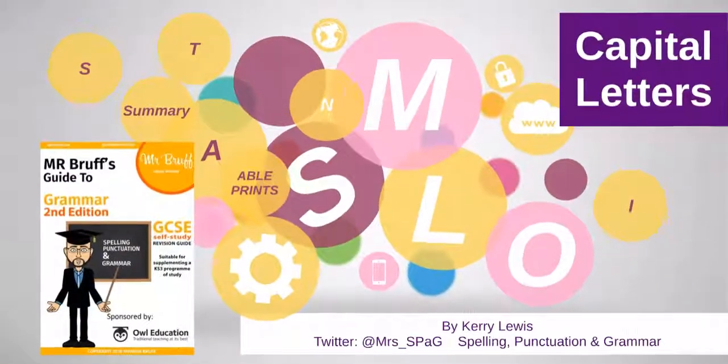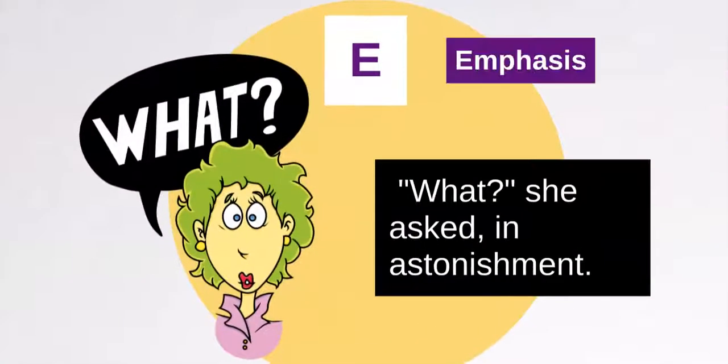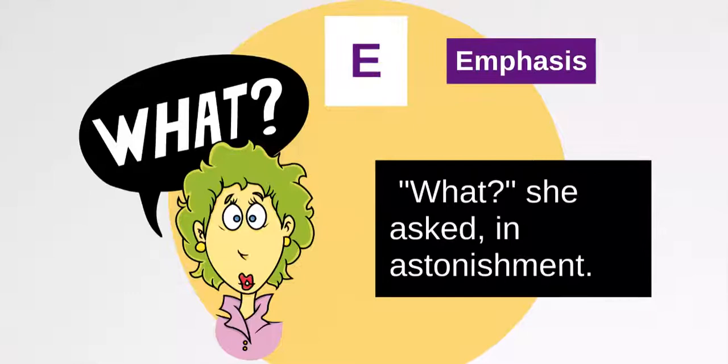E is for emphasis. Sometimes you might write a word in capital letters if you're emphasizing a particular emotion. This is for informal writing only. You wouldn't do this in an English lesson or in an exam. If you do want to express a particularly strong emotion in a formal piece of writing, I would recommend rephrasing your word or sentence. For example, the what in capital letters here could be rephrased as what she asked in astonishment.